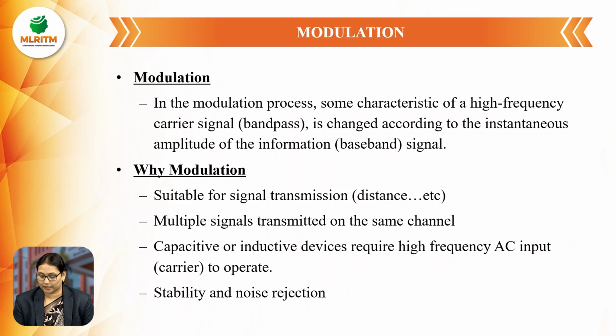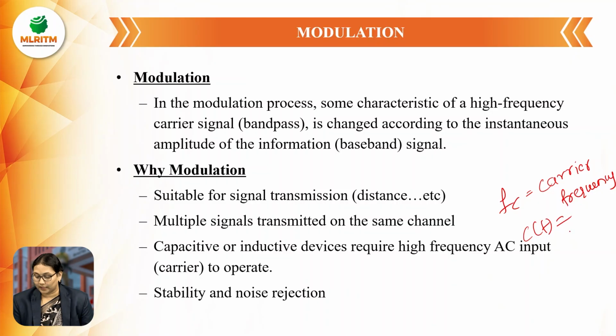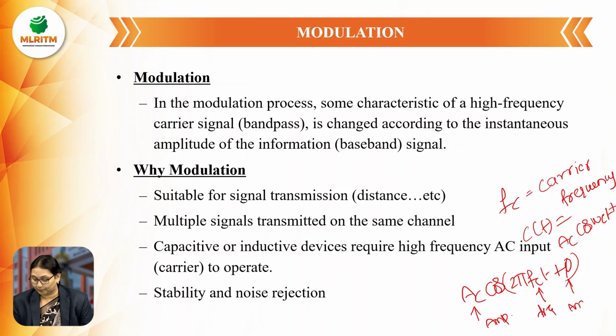So carrier wave is represented by Fc is equal to carrier frequency, and carrier wave signal is represented by c of t is equal to Ac cos omega c t plus phi. So Ac cos 2 pi Fc t plus phi. Here Ac is the amplitude and Fc is the frequency and phi is the angle. So these are the characteristics of a carrier wave.